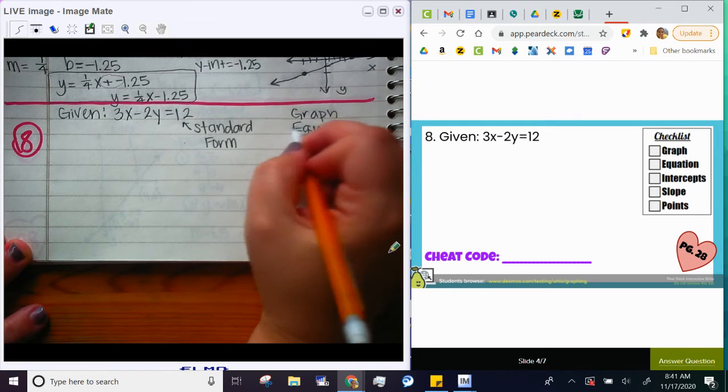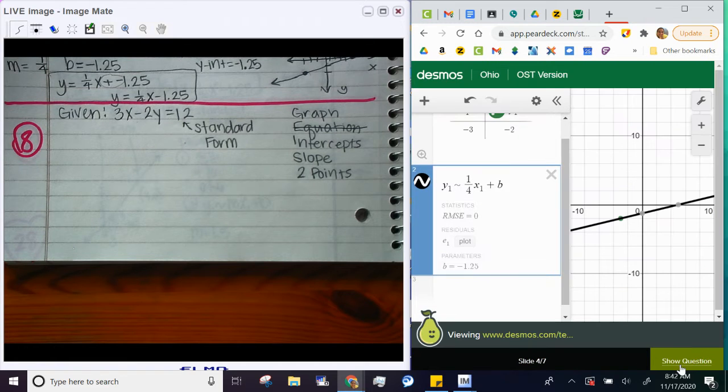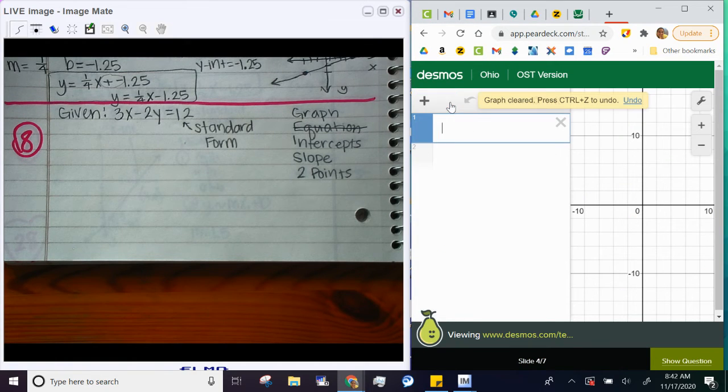Okay, so this time I got the equation. It didn't tell me it had to be in slope-intercept form, so I'm just going to write that one down. Okay, I've got an equation, so my first thing is always to graph it. So I'm going to clear out what's in my Desmos, and I'm going to put in my 3x minus 2y equals 12.